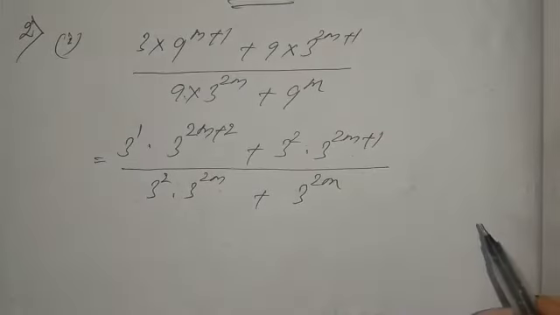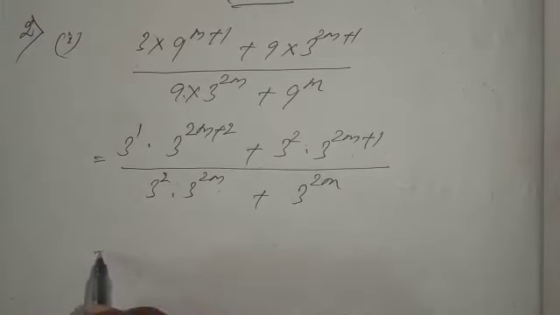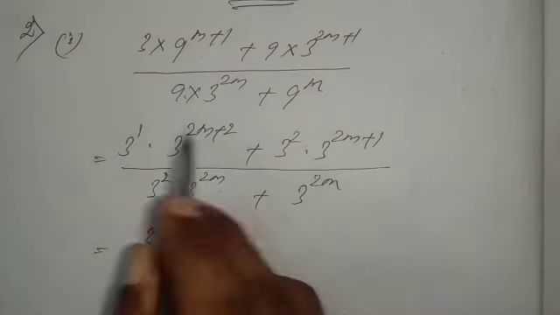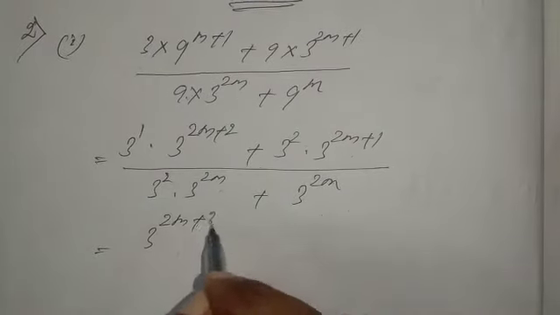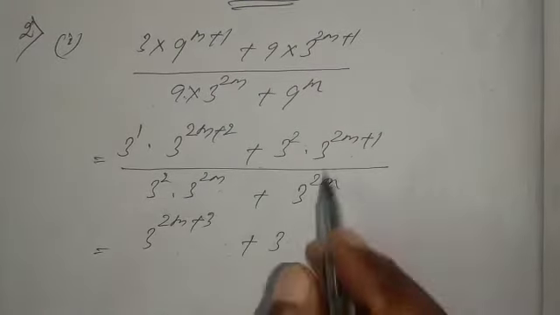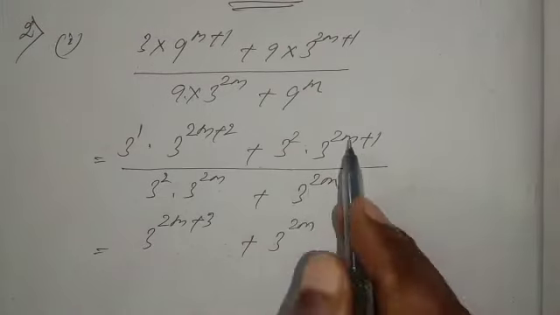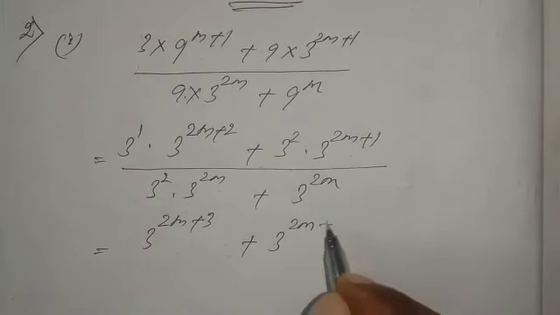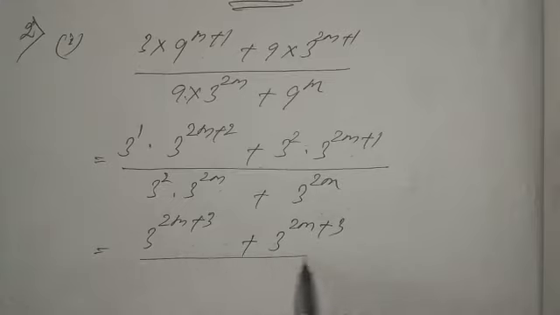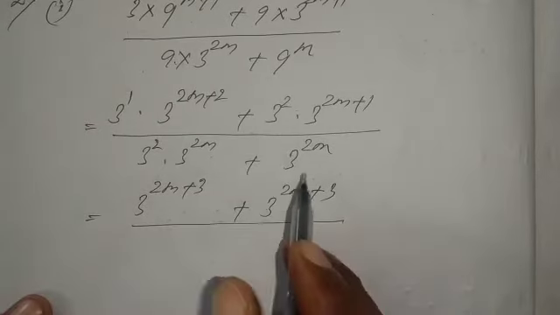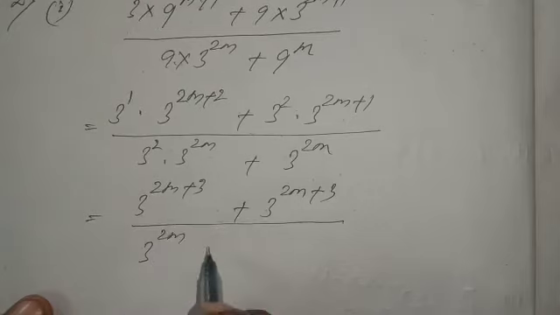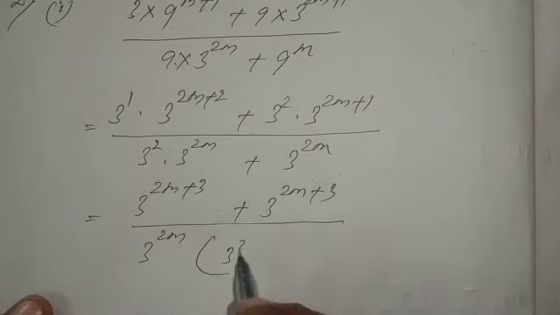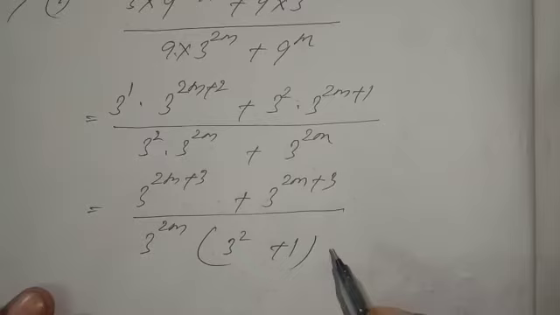Now just see, finally how much are we getting? 3 to the power 2m plus 2 plus 1, the powers are added, this will be 2m plus 3, plus 3 to the power 2m plus 2 plus 1, this is 2m plus 3, divided by, here you can take common 3 to the power 2m. What is left? 3 ka whole square left plus 1, so 3 ka whole square plus 1.